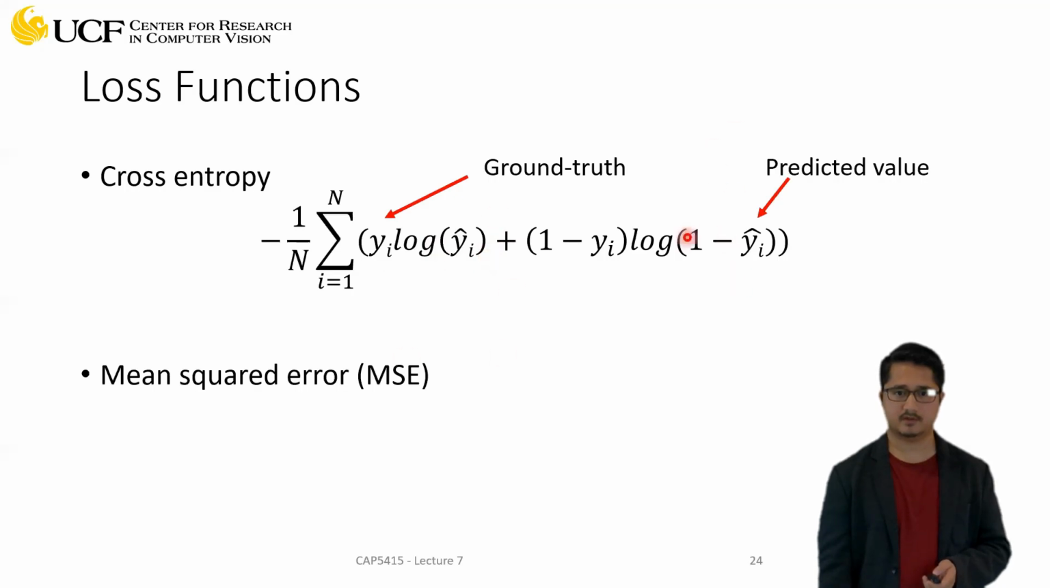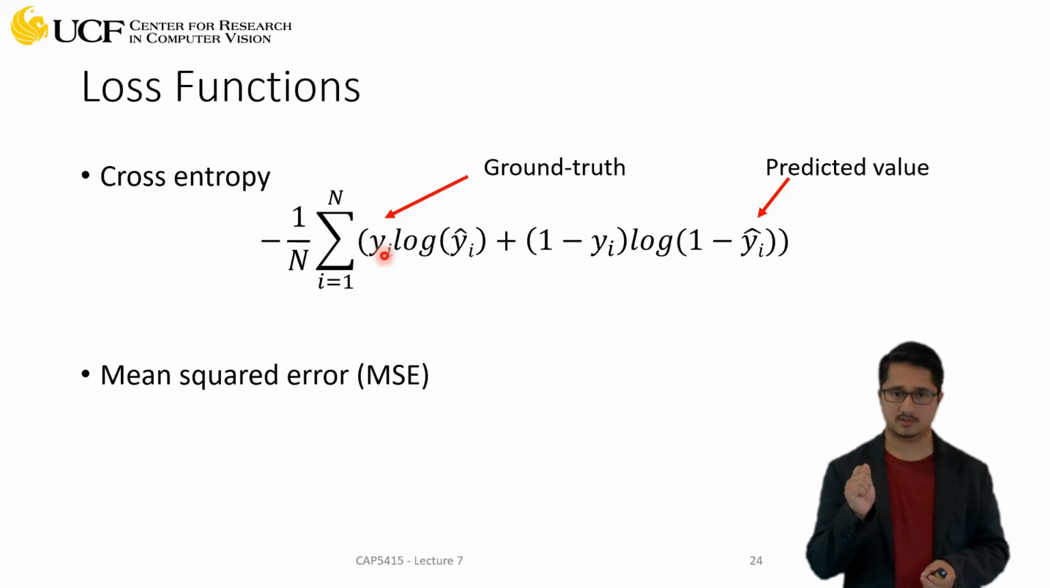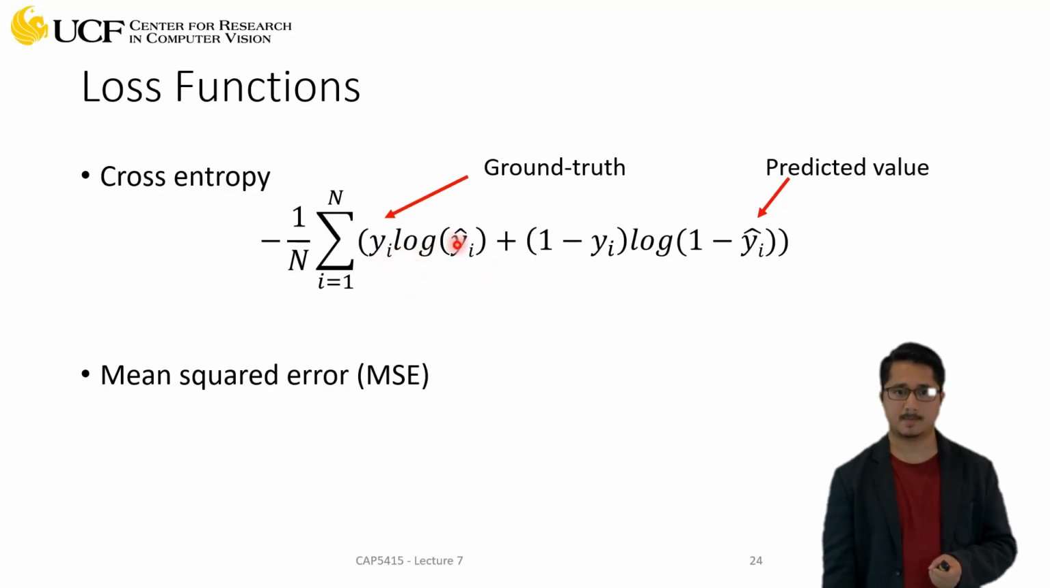so you have the hat is the predicted value, and the value without a hat, that's the ground truth. Okay, so let's treat this value as 0 or 1. 0 means the object is not present, 1 means the object is present. Now, what is happening here is, let's focus on this first term first.